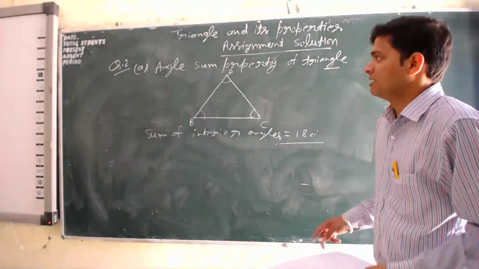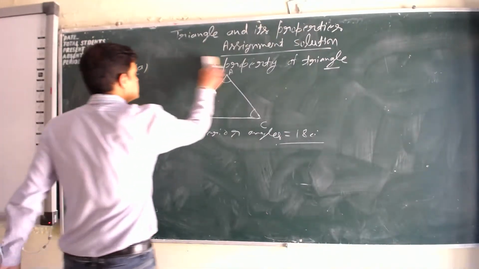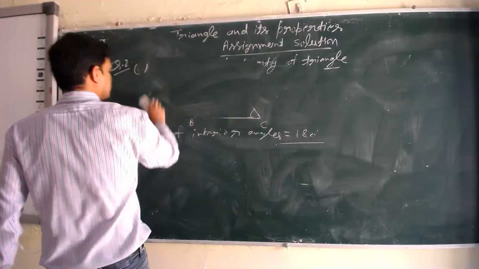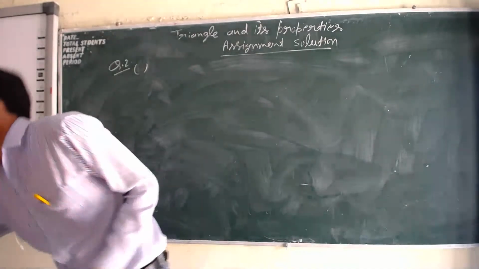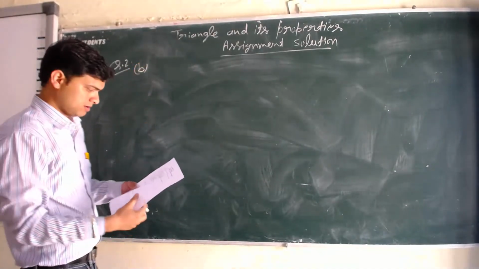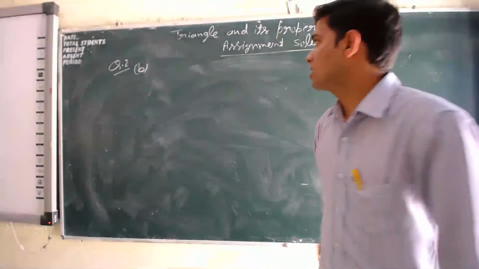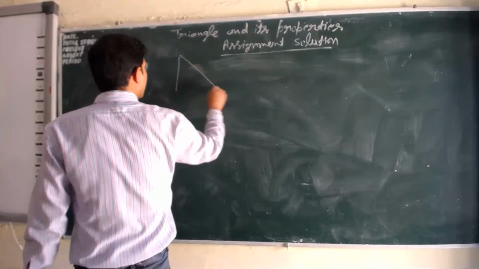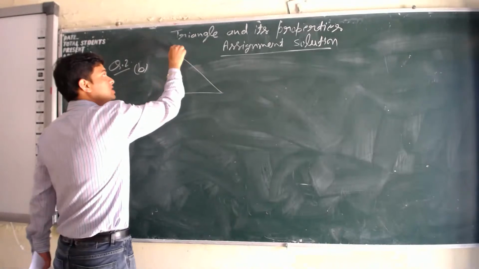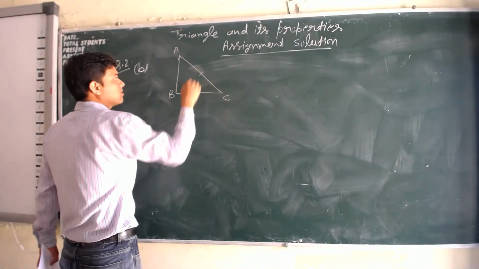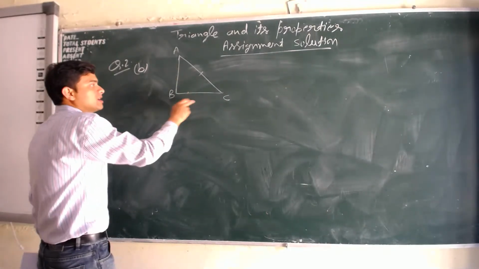Okay. Next one, B part of this question, question number 2. B part. Pythagoras property. According to Pythagoras property, you know that it is always applicable with the right angle triangle. And we have 3 sides in a right angle triangle. The longest side is called hypotenuse, and the other 2 sides are called perpendicular and base.